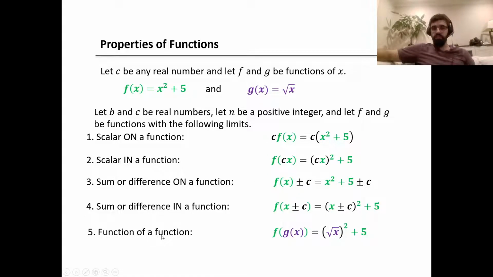Property 5, a function in a function, is something we already hinted at in the last lesson, function composition. I can put a function as an input for another function. That just means g of x in this example is my input for f of x. We could simplify some of these here, but we don't need to right now.